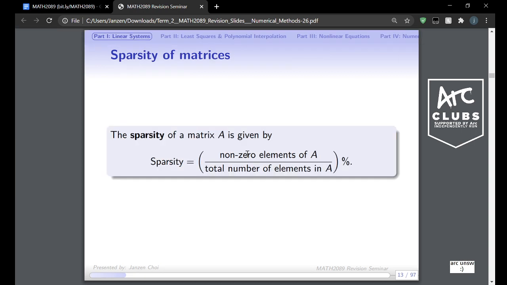Alright, sparsity of a matrix. The sparsity of a matrix defines how dense or sparse a matrix is, and essentially how space efficient its storage can be. The sparsity can be calculated using this expression here, dividing the non-zero elements over the total number of elements. The non-zero elements are usually given, whereas the total number of elements is calculated from the dimensions of the matrix.